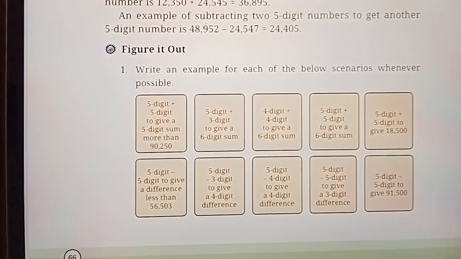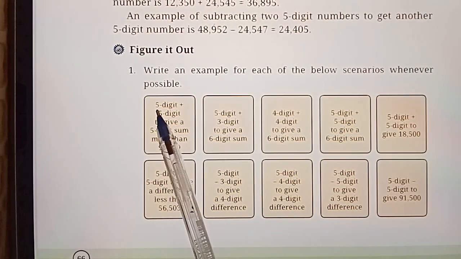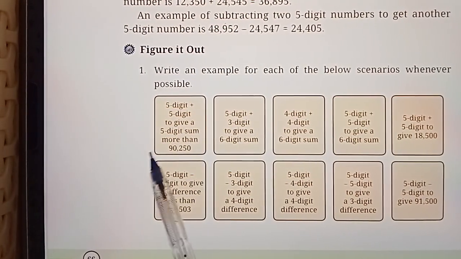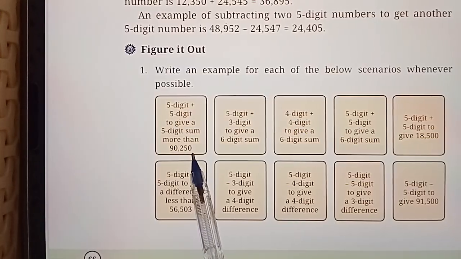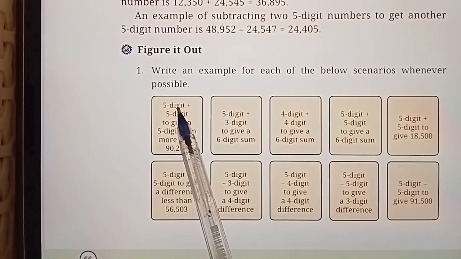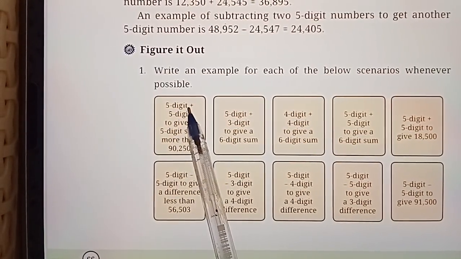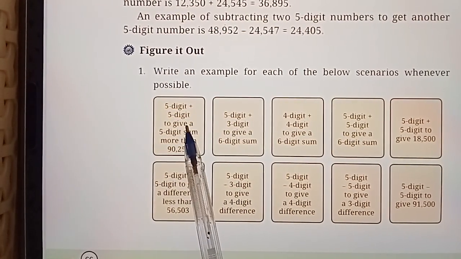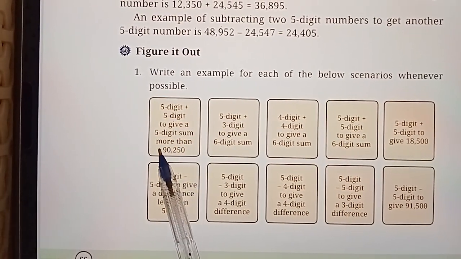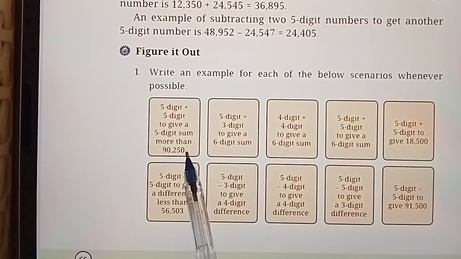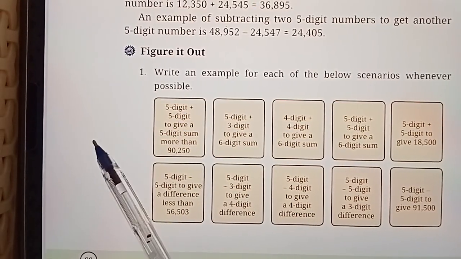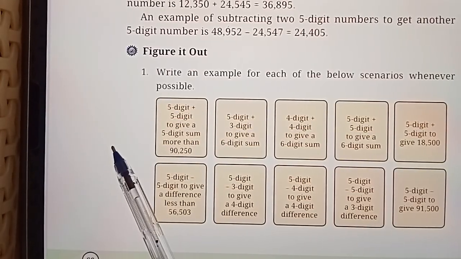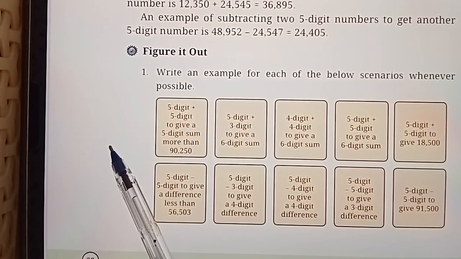These are the questions that can come from this topic, that is, a 5-digit number plus a 5-digit number to give a 5-digit number more than 90250. So the question is you need to add a 5-digit number to another 5-digit number to get a 5-digit number which is more than this 5-digit number. So you can take any number, that is 30501 plus 379 10, no?